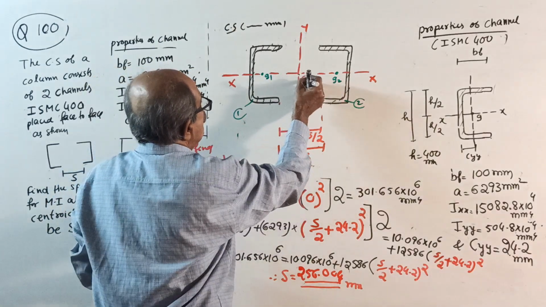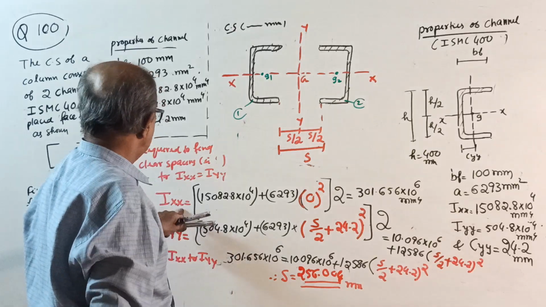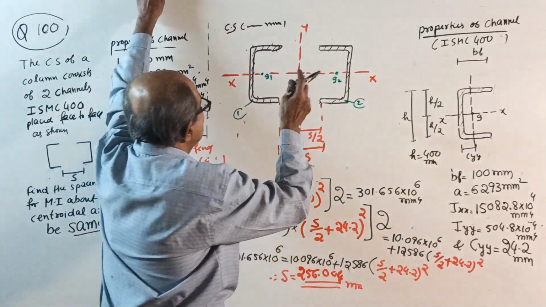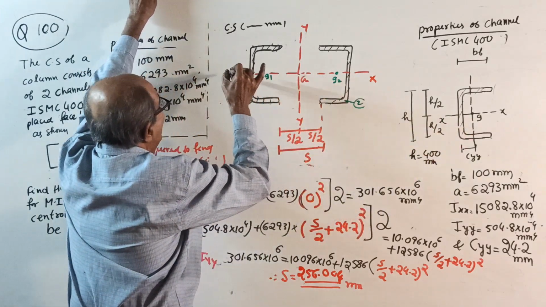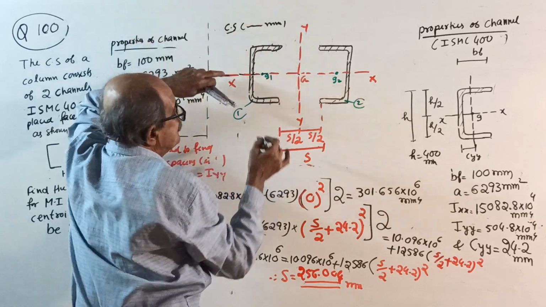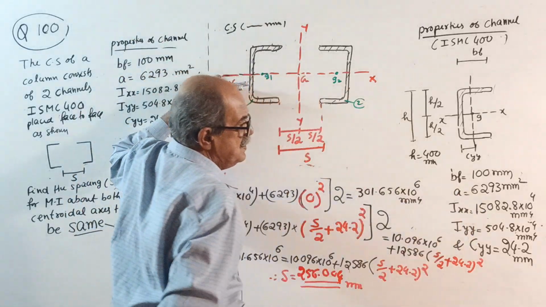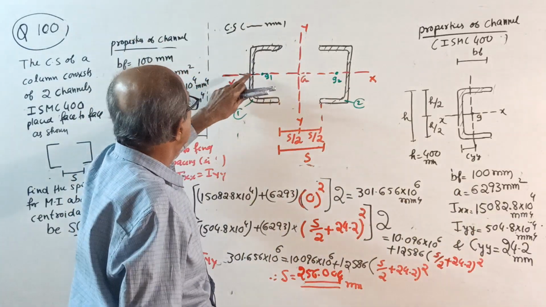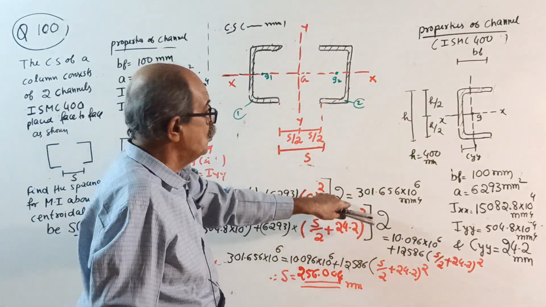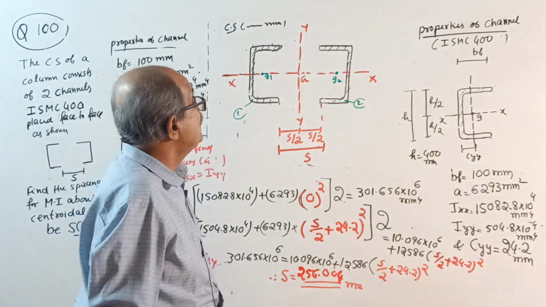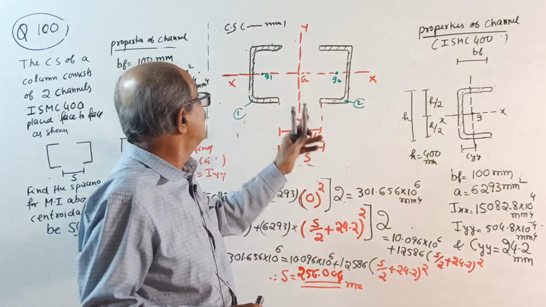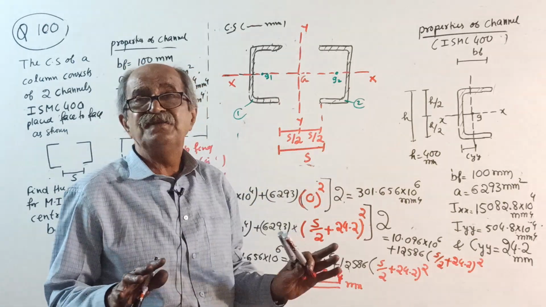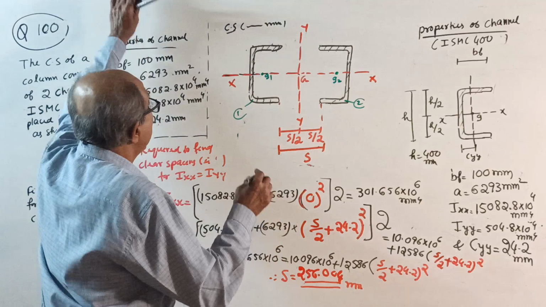This is already known to you. First find IXX, same statement. Now consider this channel. This channel is as per that channel. I about its own centroidal axis is 1582.8 10 to the power 4 plus area into 0 square into 2. Same as last time. So by changing the nature of the fixed spacing, IXX remained same, but IYY, see here.